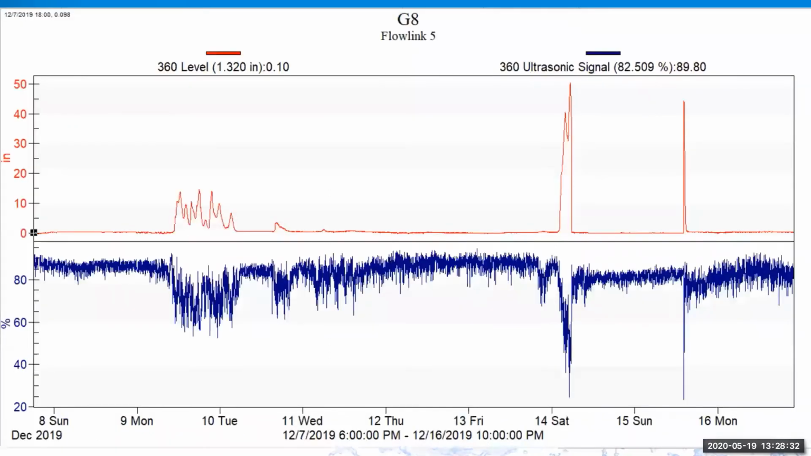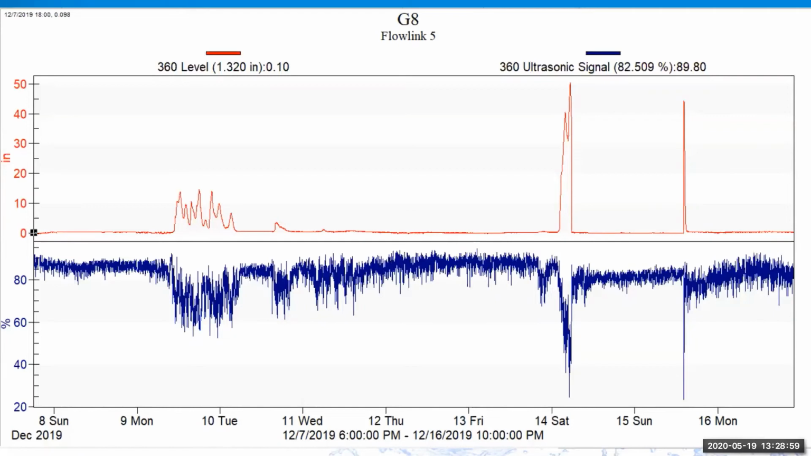Really good example right here. This is a CSO line, and you'll notice my velocity or the level ultrasonic. Normally it's dry pipe and you're in the 85% range. Every time they have an overflow condition, you can notice how the level obviously goes up and the ultrasonic signal drops. This is a clear indicator that I have turbulence, actually quite severe turbulence in that channel.